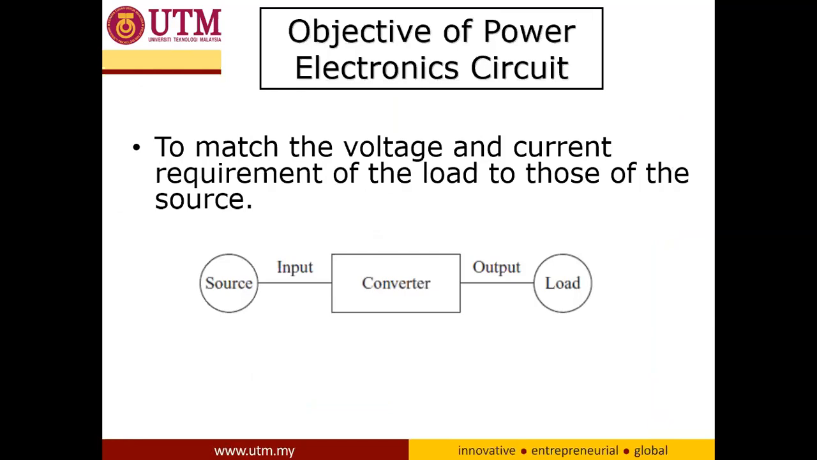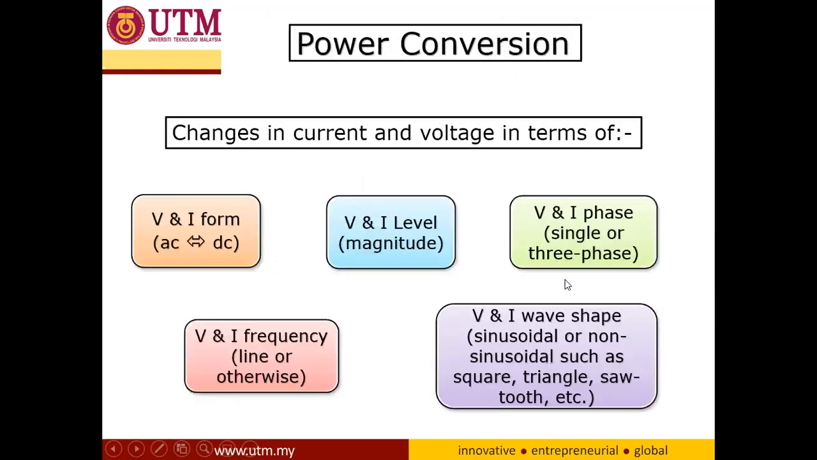Okay, so the objective of power electronics is to match the voltage and current requirement of the load to those of the source. As mentioned before, this power electronic converter is used to convert the source into the output voltage and current required by the load. This conversion can be in the form of voltage and current, whether it is AC or DC, the magnitude, whether it is single phase or three phase conversion, frequency conversion also, or maybe shape conversion.